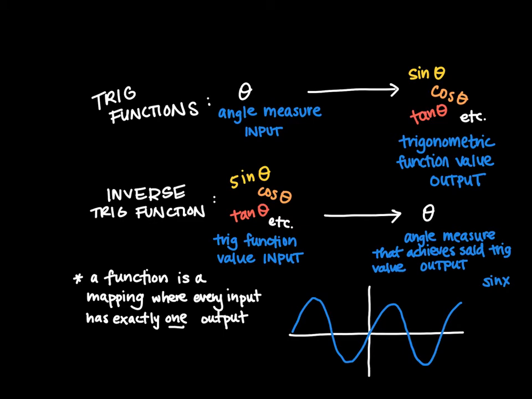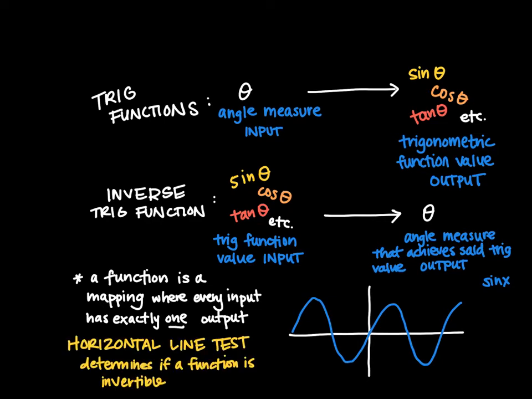But what that means is that the original function can't do the following. It can't achieve the same function value in multiple places, because there's no way for you to undo that and have exactly one output in the inverse function. This was the basis for what was called the horizontal line test.